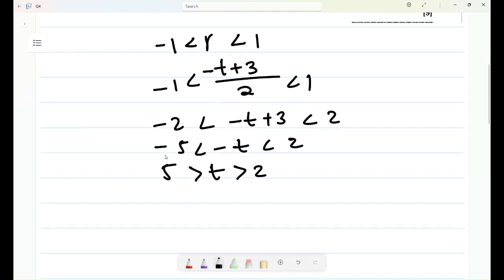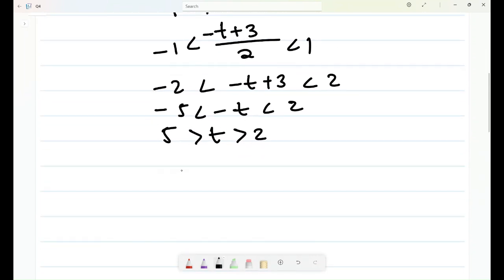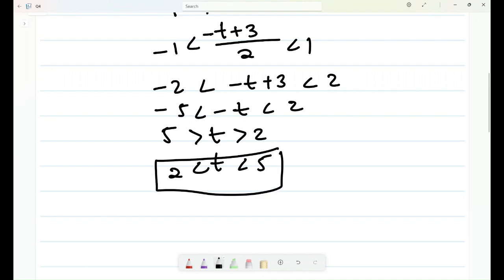But remember, we do not have inequality with these signs, right? So instead, we're going to say less than, and change these to 2 and 5. So this is the correct answer. All right, please fix that.